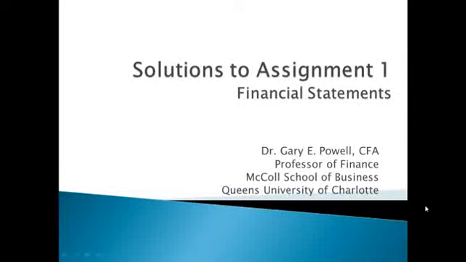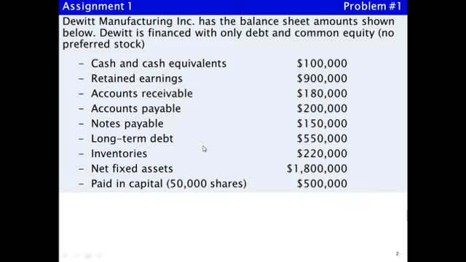Solutions to Assignment 1, Part 1. We're dealing with financial statements. We're going to divide these solutions into two parts. DeWitt Manufacturing Incorporated has the balance sheet amount shown below. DeWitt is financed only with debt and common equity with no preferred stock.